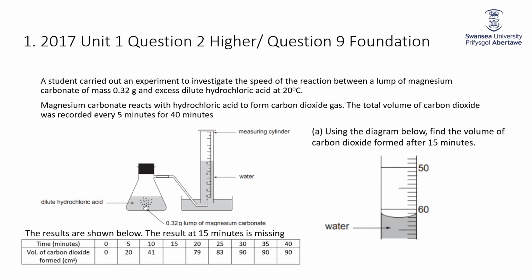So we can see that the bottom of the meniscus, which is by here, sits at 2 volume units lower than 60. Therefore, from the bottom of the meniscus, the reading we would get for this would be 62 centimeters cubed.